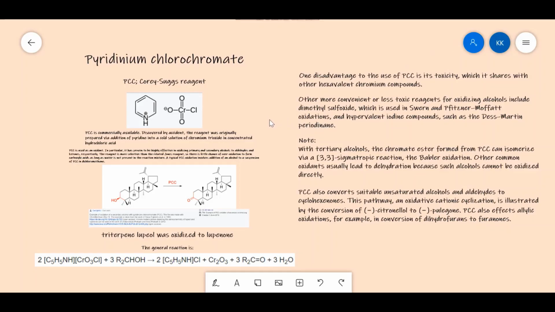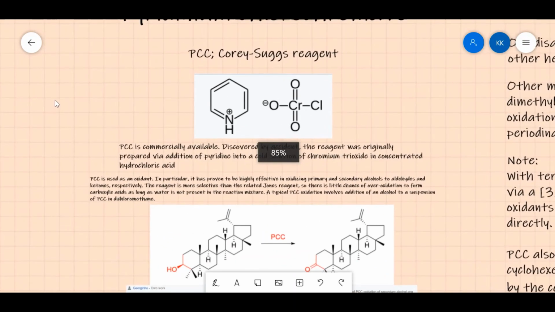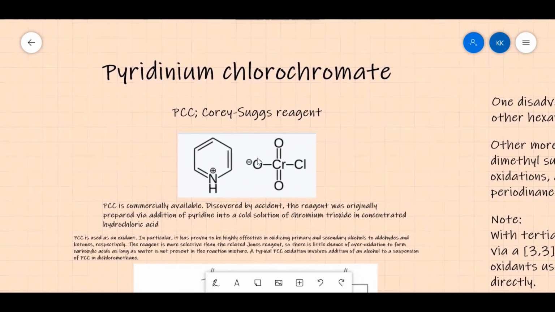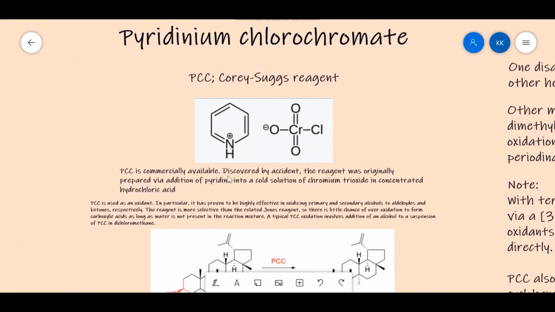Hello guys, in today's video we are going to discuss Pyridinium chlorochromate. It's also abbreviated as PCC and also known as Corey-Suggs reagent. You can look at the structure right here. The structure has a pyridinium ring and with it we have a chlorochromate group attached. It is commercially available and interestingly it was discovered by accident.